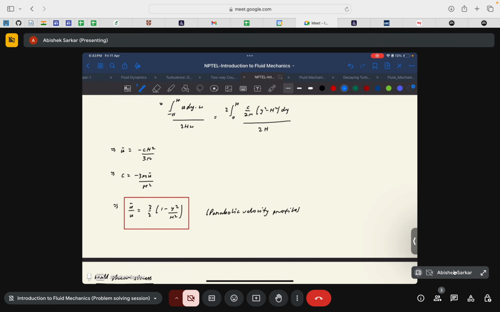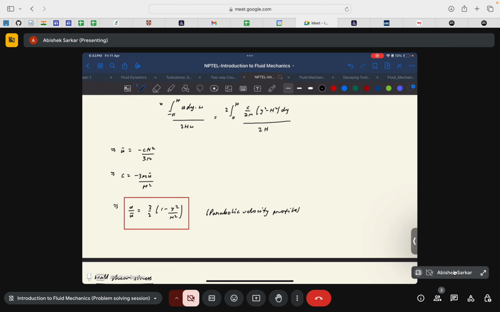Did I make a mistake in the integration? Yeah, that's not the integration but the notation. Yeah, it would be u over u bar, that's why I was getting confused. Yeah, sorry. u over u bar is 3 by 2 times 1 minus y square by h square.